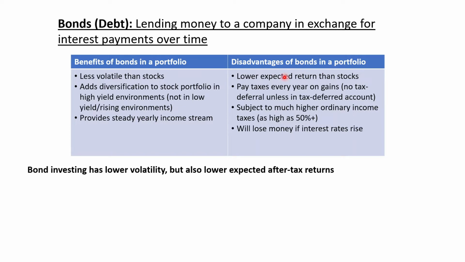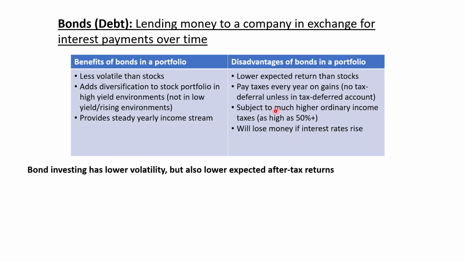Now let's talk about the disadvantages of having bonds in a portfolio. The first and main one is that it has lower expected returns than stocks over the long term. We'll be seeing this in the next few slides. So you have lower expected returns, but in exchange, you're getting lower volatility. You're not seeing it go up and down as much, but you're also getting lower returns. That's the pro and con. Another con is that you pay taxes every year on the gain. So you're not really getting tax deferral if you're investing in bonds, unless it's in a tax deferred retirement account. So there are two huge knocks: it's lower returns, and you're paying more taxes on the gains than if you were to invest in stocks.